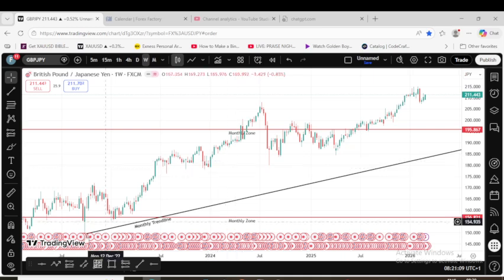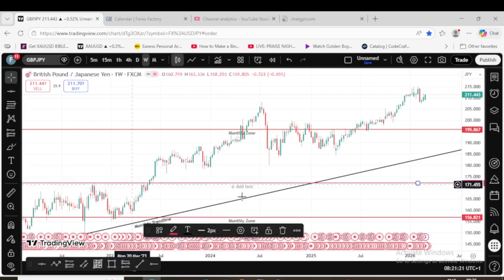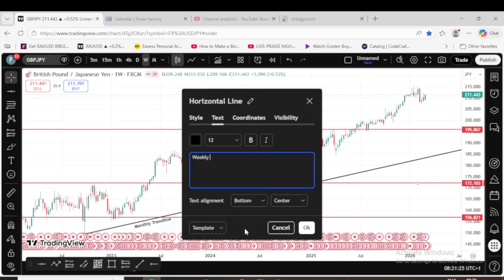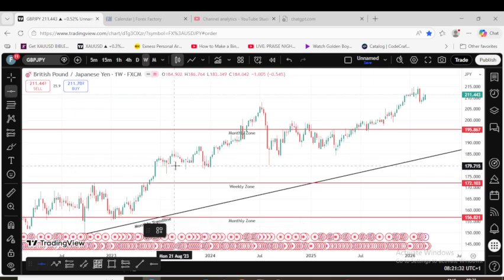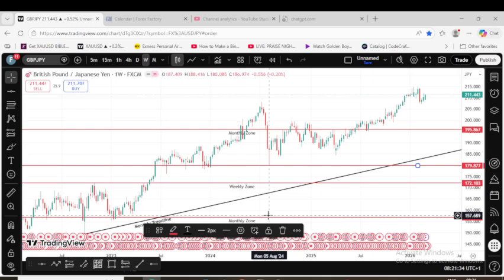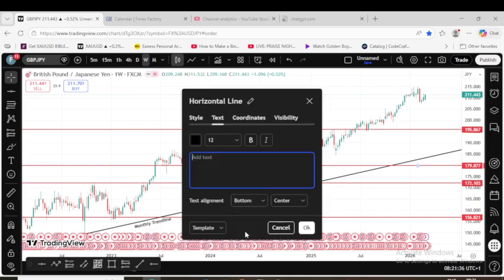So where do we have zones here? Okay, we have a zone here. Let's lift it to here. Yeah, so we have a zone here. This is our weekly zone. I have a zone here. This is another weekly zone.